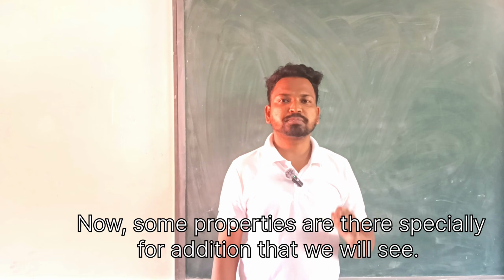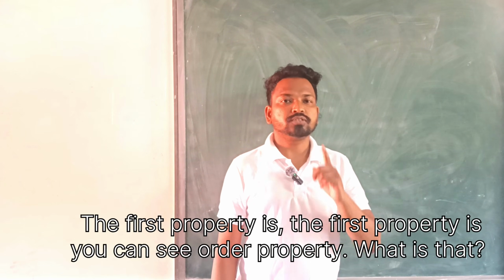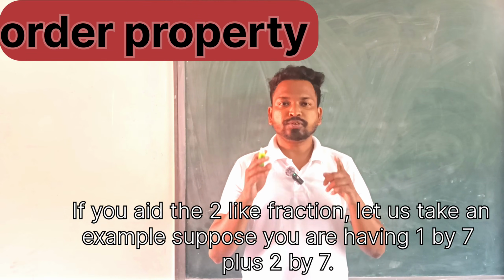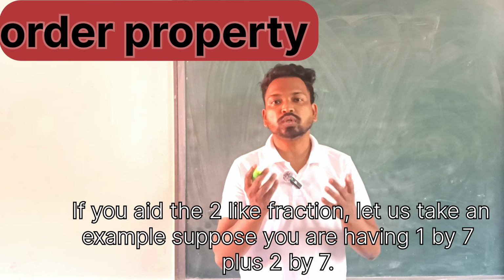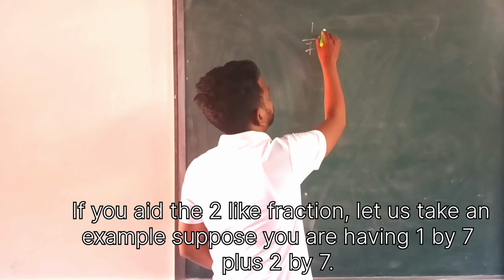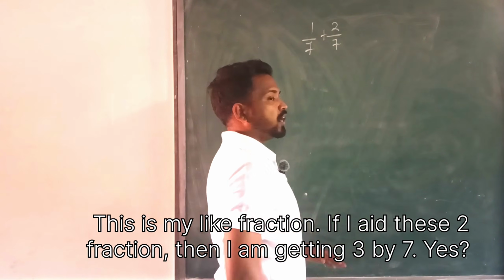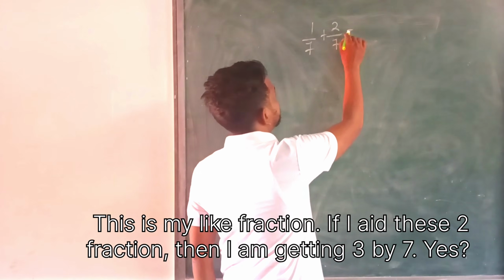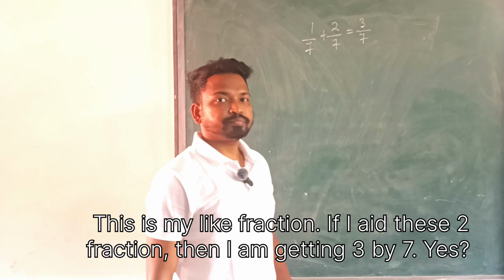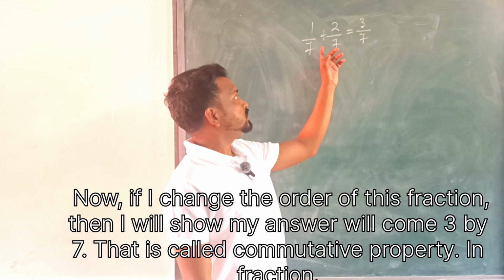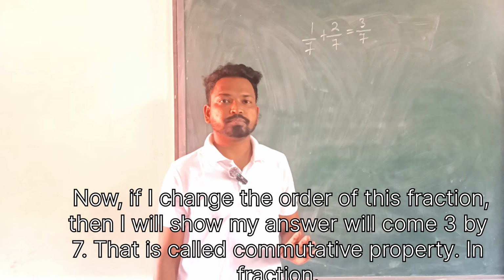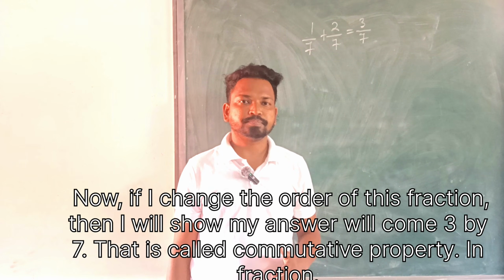Now some properties are there, especially for addition. That one we will see. The first property is the order property. What is that? If you add two like fractions, let us take an example. Suppose you have 1 by 7 plus 2 by 7. This is my like fraction. If I add these two fractions, I get 3 by 7. Now, if I change the order of these fractions, then also my answer will come 3 by 7. That is called the commutative property in fractions.